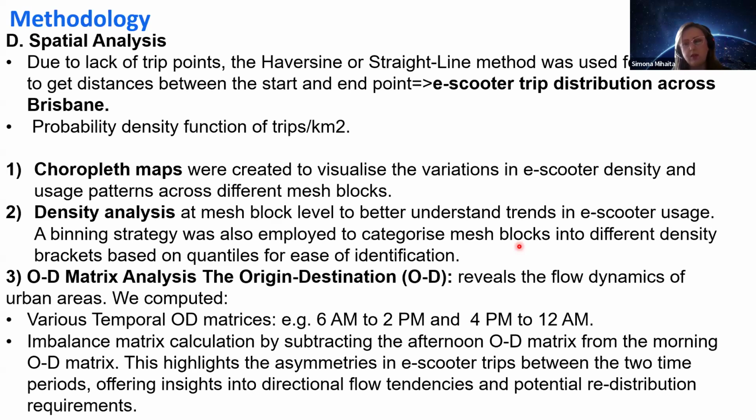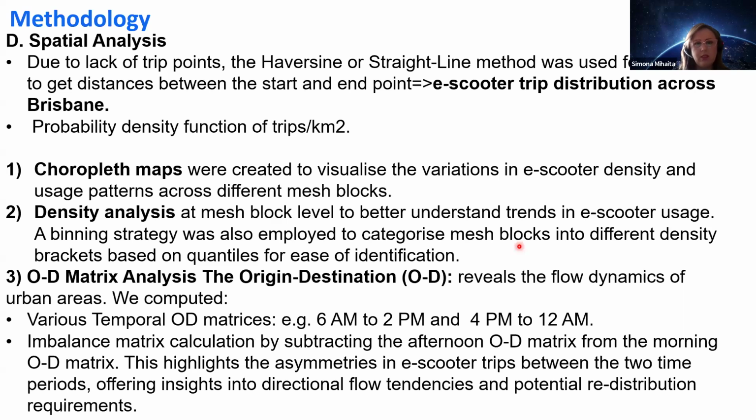Anyway, given the absence of this data, we calculated the Haversine method and applied the Haversine formula basically to get the distances between start and end points, accounting for the shape structure of our Earth. And this is how we got the e-scooter trip distribution across Brisbane. Once again, it's a very rough calculation, and we would have loved to do the map matching as well.